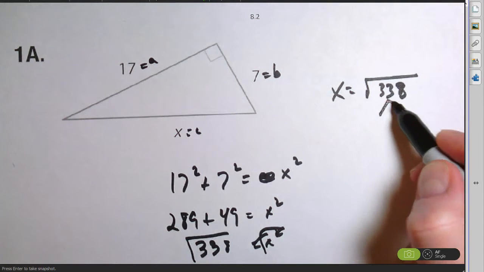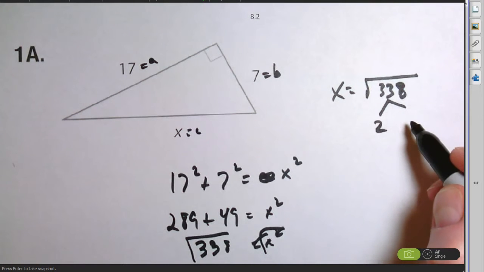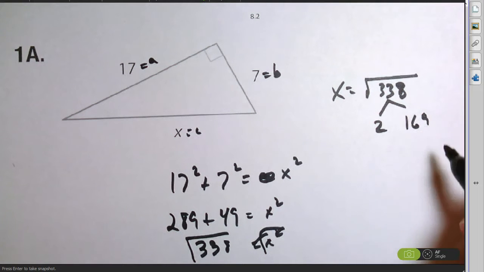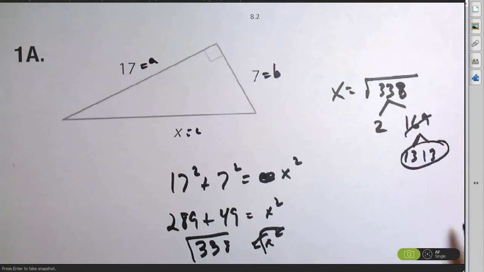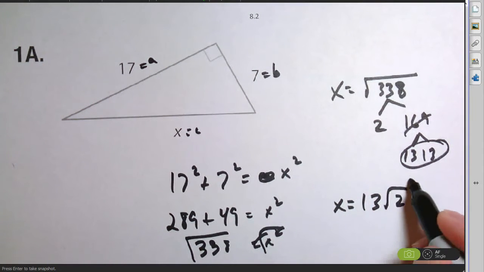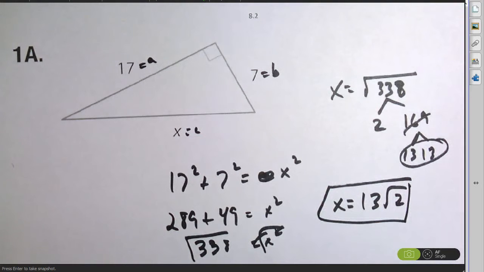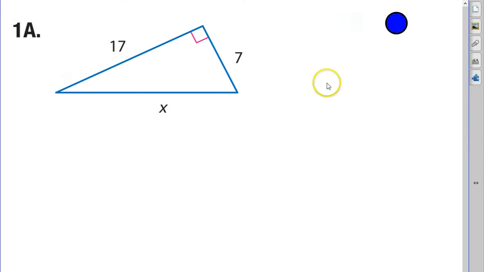It's easily divisible by 2 because it's even. So 2 gives me 169. And then hopefully you recognize that 169 is 13 times 13. So I got a pair of 13s, so x is actually equal to 13 root 2. All right, so the next question is going to pop up in a second: did that make sense?